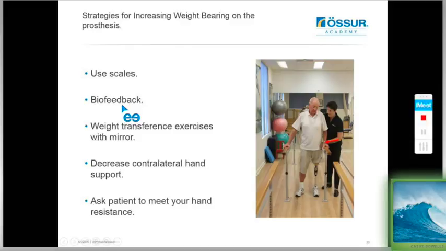This is a form of biofeedback, and we can use other forms of biofeedback that perhaps make a sound when the patient transfers their weight onto the prosthesis.